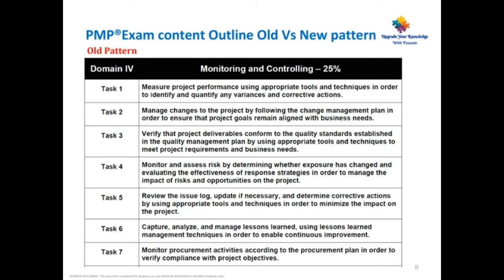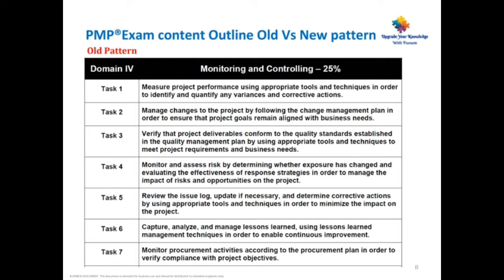Coming to the next slide, the old pattern domain 4, monitoring and controlling. Basically, monitoring and controlling is to ensure the progress of the project with a defined set of KPIs. Let us go to task 1, measure project performance using appropriate tools and techniques. Task 2, manage changes to the project by following the change management plan. You can expect more questions on change management. Task 3, verify the project deliverables conform to the quality standards established.